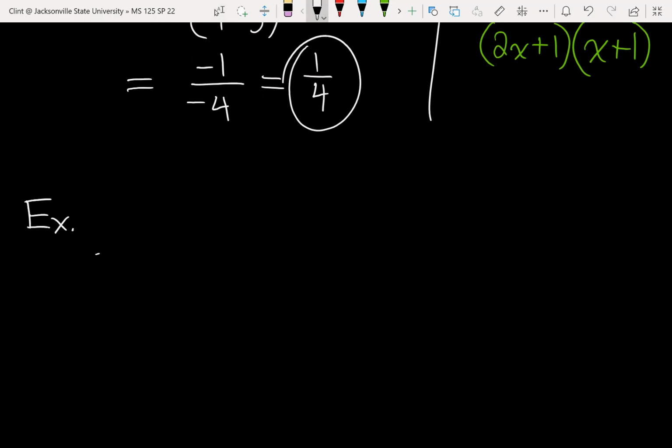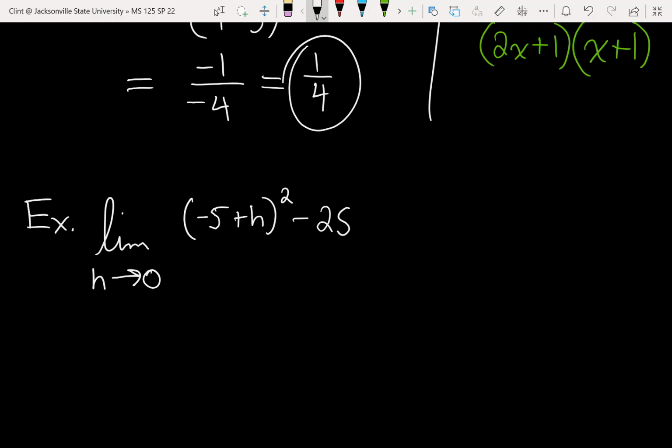This looks a little different. It looks like one you got in the homework. The limit as h approaches 0 of negative 5 plus h squared minus 25.